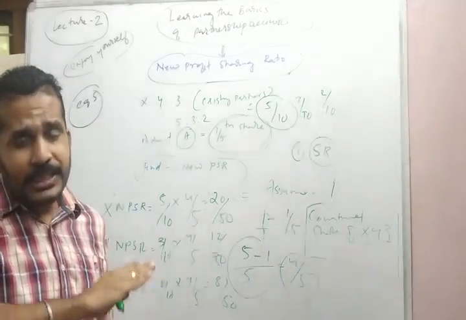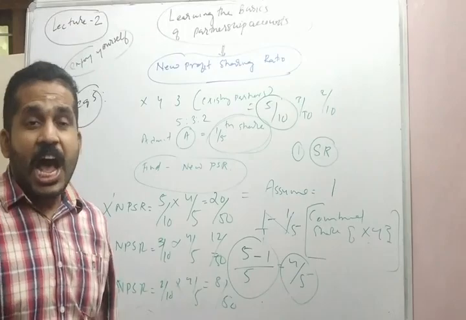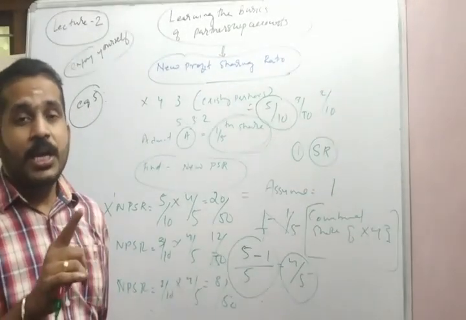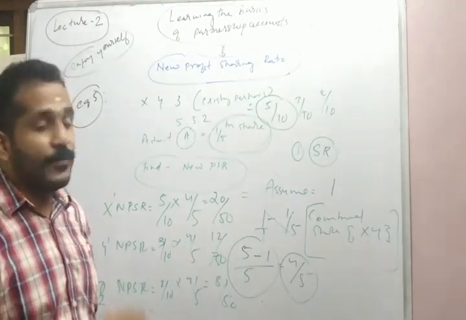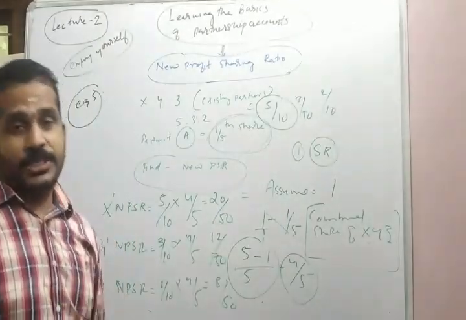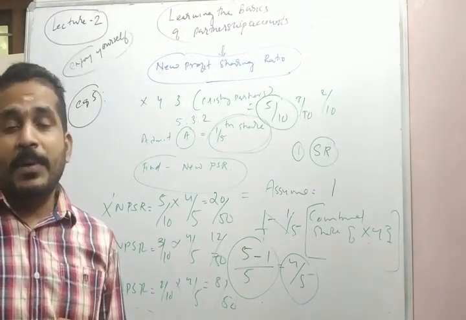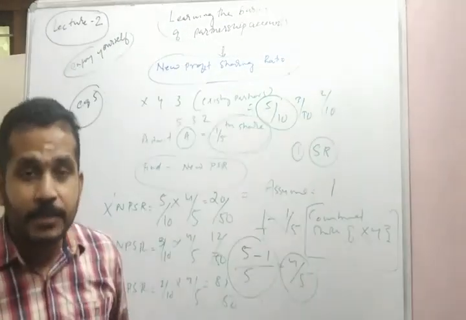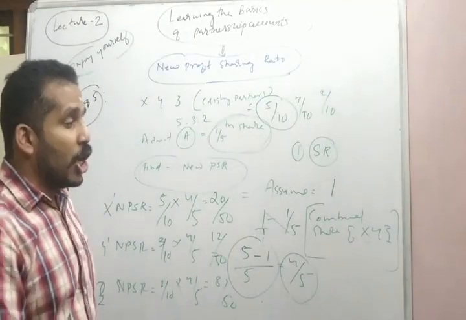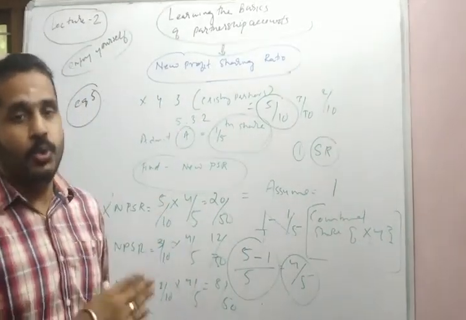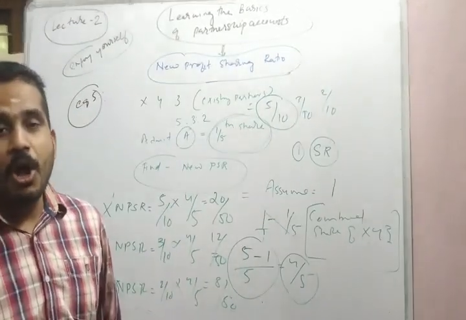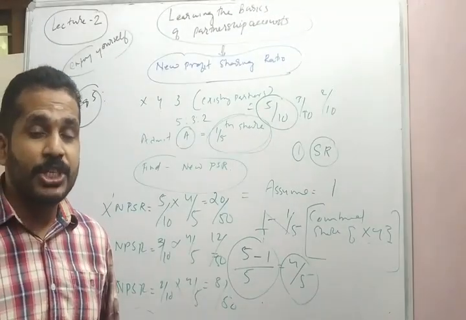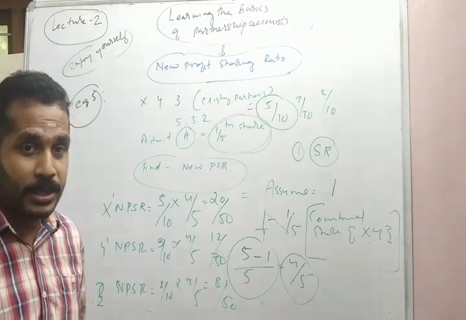Compute the combined share after admission of the new partner. Assume the total share of the firm after admission is 1. Deduct the share of the new partner, then we will get the combined share of the existing partners, which means the old ratio into the combined share of the existing partners will be the new profit sharing ratio of the existing partners.